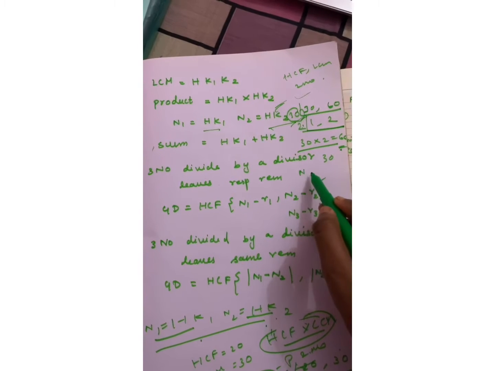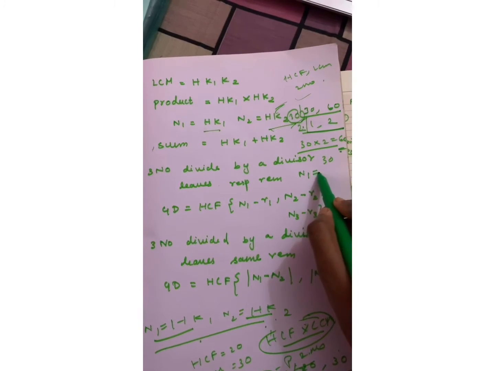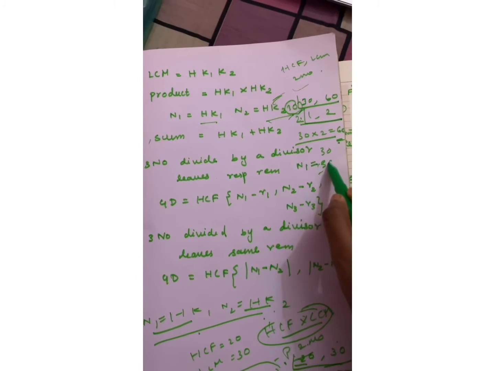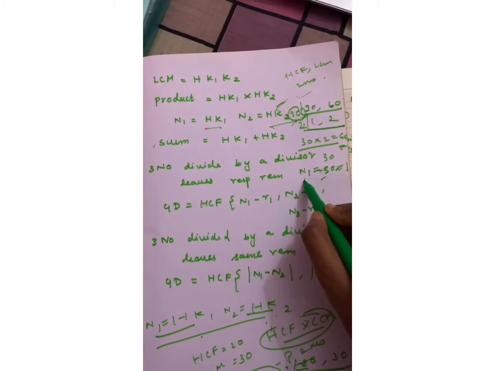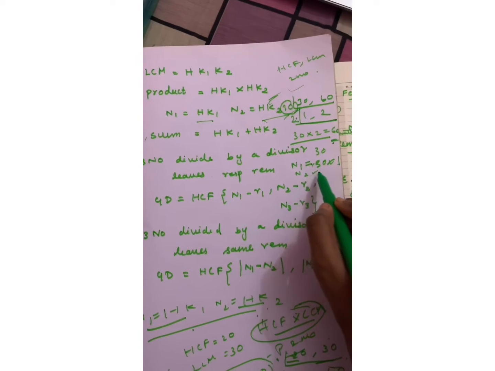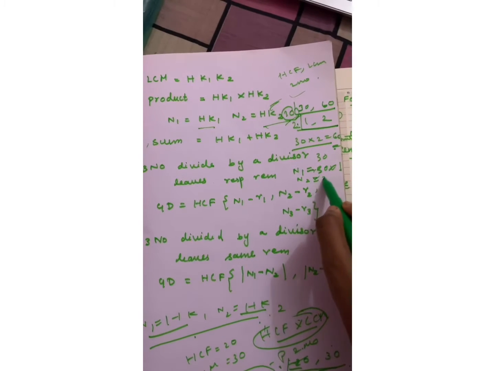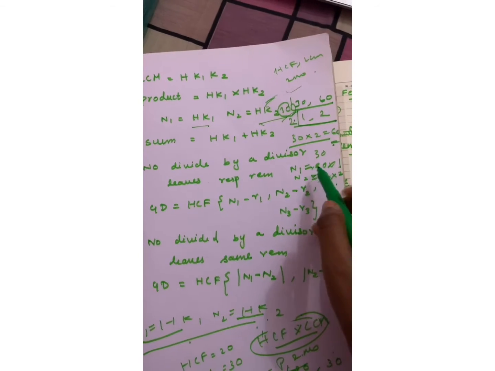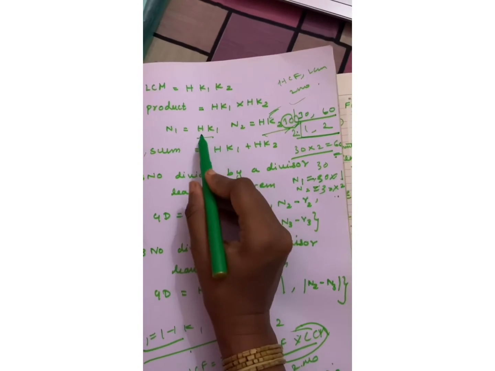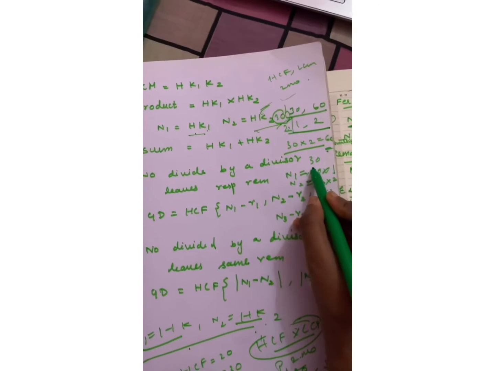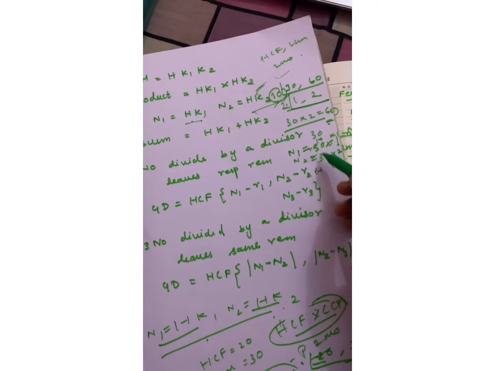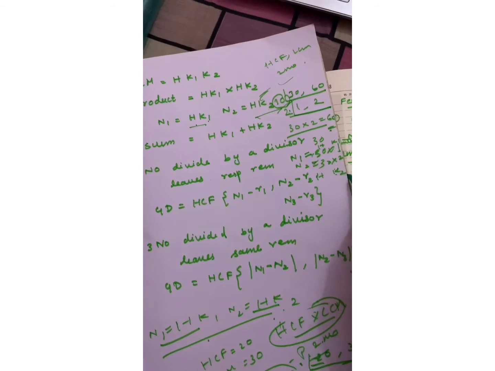we have to split the term. N1 is equal to, what is the HCF for these two numbers? It's 30, which is 30 into 1. And what is the LCM of these two numbers, which is 30 into 2. When you split the numbers into this type, you have to make it as HK1 and HK2, which is this is H and this is K1, and this is H and this is K2. So we have found the HK1 and HK2.